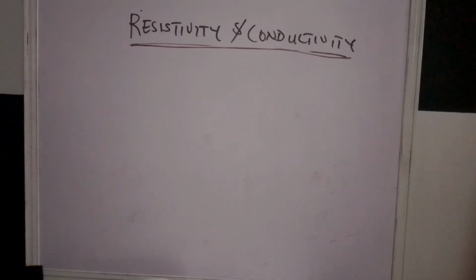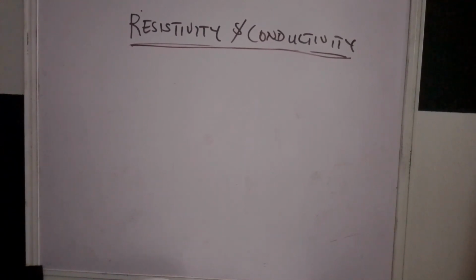Resistivity is the ability that a material has to oppose the flow of current in a circuit. In other words, we can say resistivity of a material is defined as the resistance per unit length per unit cross-sectional area of the material. In short, resistivity is just the ability of a material to oppose the flow of current in a circuit.